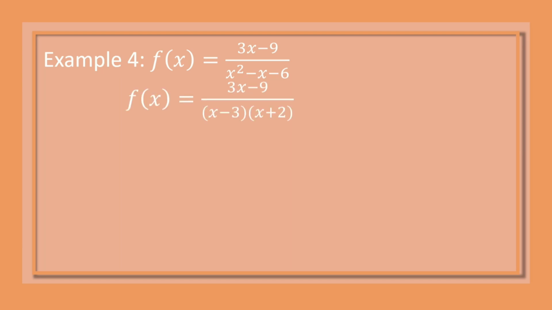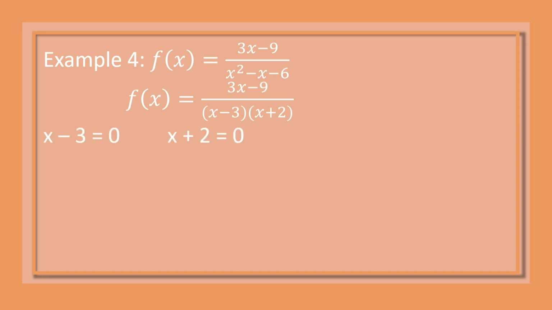Well, number 4. F of x is equal to 3x minus 9 divided by x squared minus x minus 6. So for us to be able to find the domain, to find the restricted value, we factor out the denominator. So the denominator becomes the quantity of x minus 3 times x plus 2. Then equate them to 0.